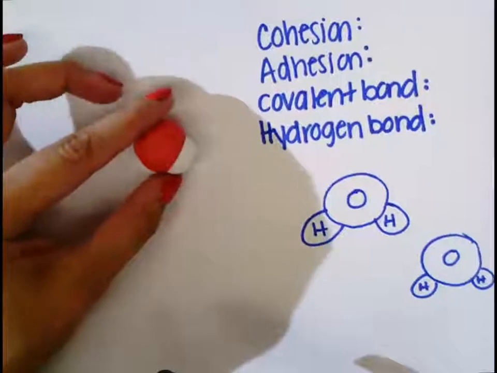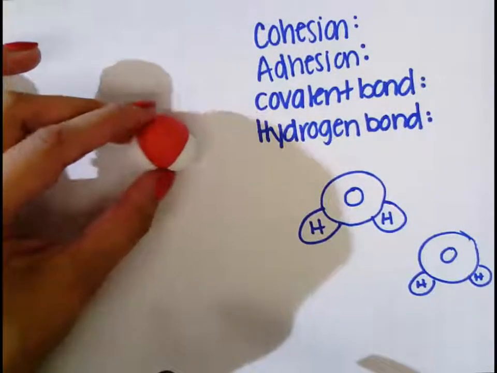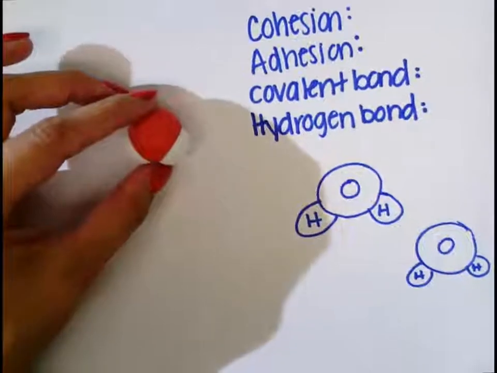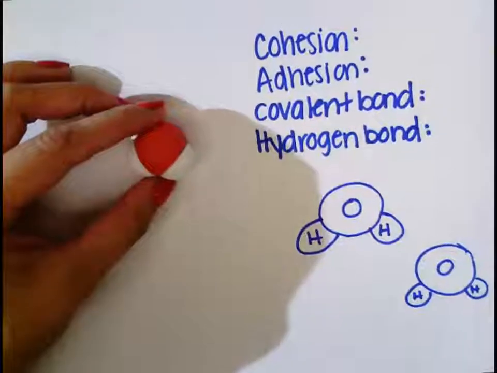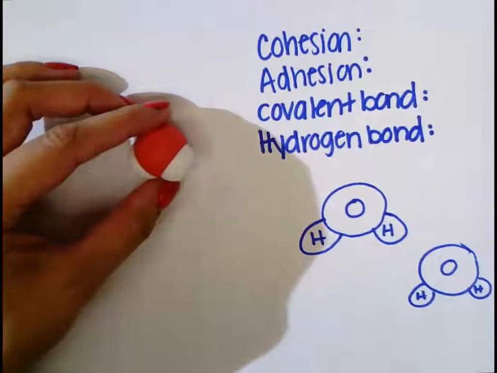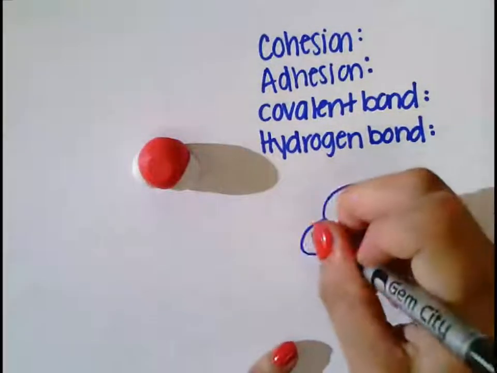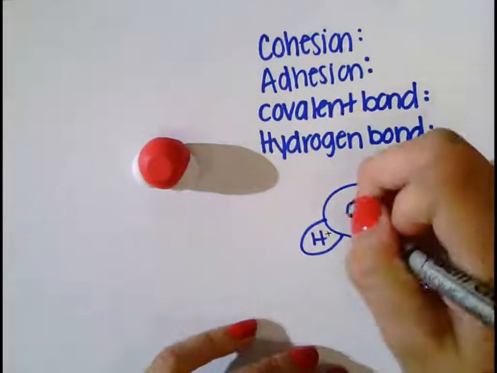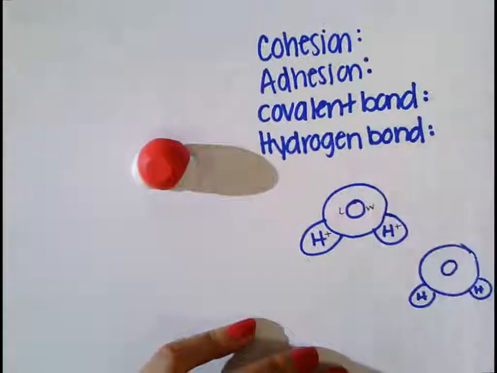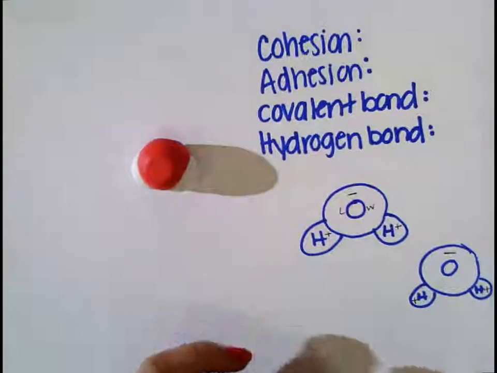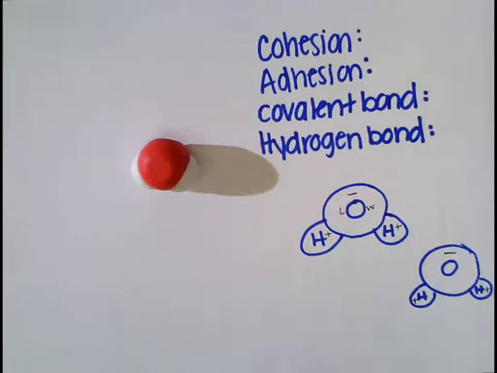One way that I remember that the hydrogen is positive and the oxygen is negative is by thinking about your grades. Is it positive to have a high grade or a low grade? It's positive to have a high grade. So hydrogens are positive. It's negative to have a low grade. So oxygens are negative. So that's an easy way that you can remember that hydrogens will always be positive and oxygens will always be negative.